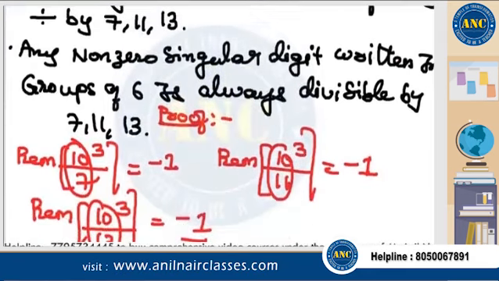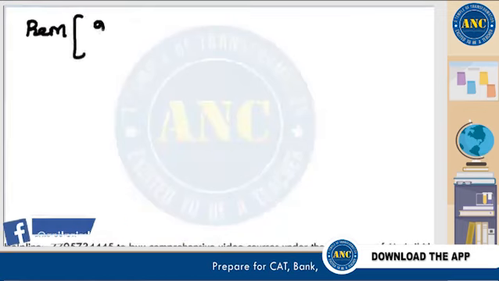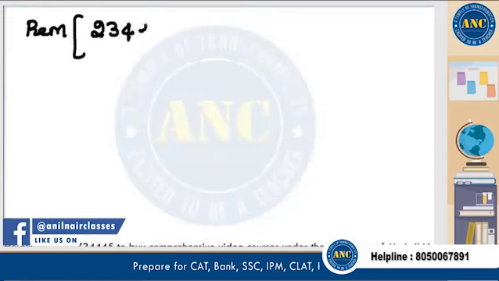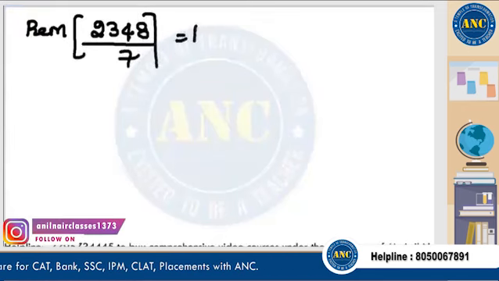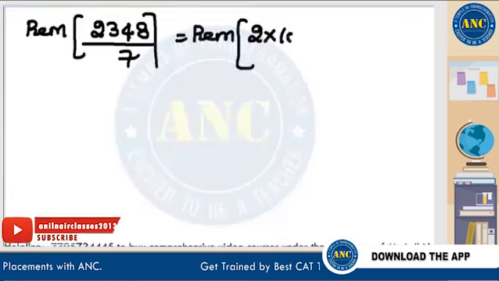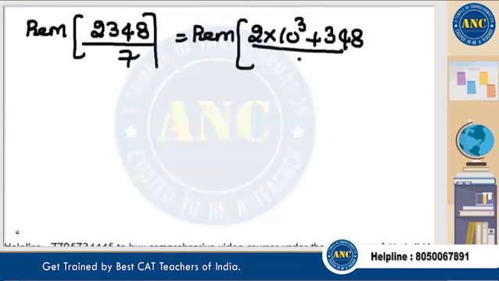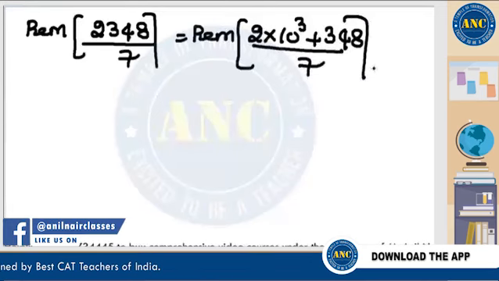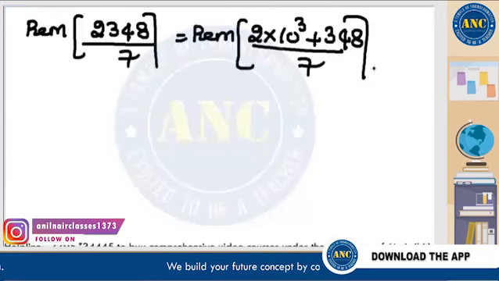One student asked me this doubt. First question, please write down. This will also be very helpful in your remainders. 2348 divided by 7. Can I write it like this? 2 into 10 cubed plus 348 divided by 7. Can I write it like this?